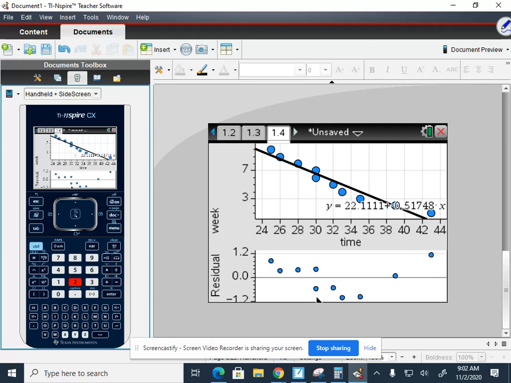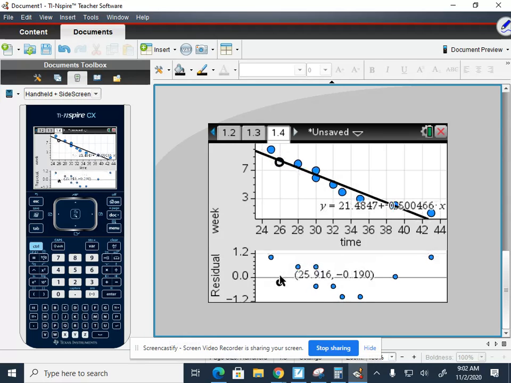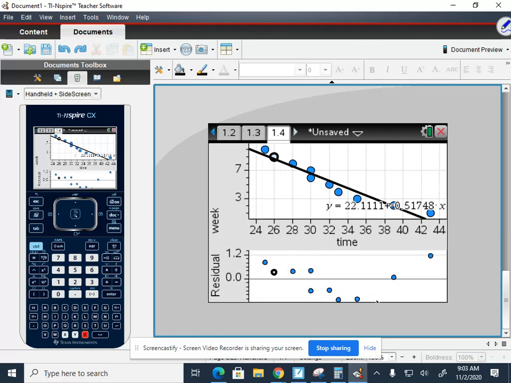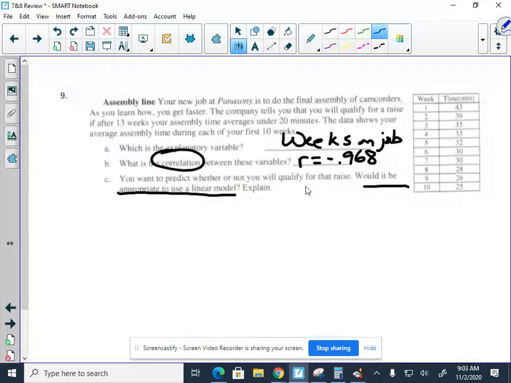It doesn't need to be a perfect curve. If I had one of these, I'm just going to grab one of these and it pulled down, then I might call that random. Okay? I'm going to undo that. So, is it okay to use a linear model? The answer here is no.